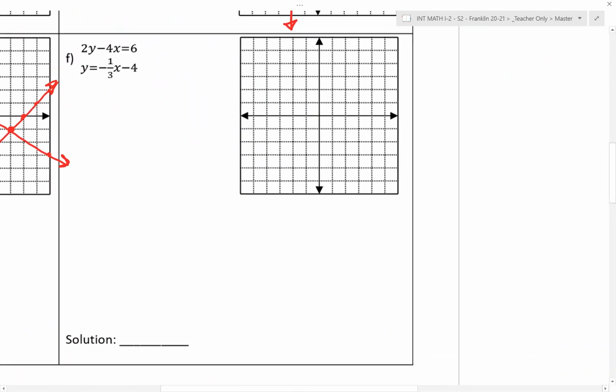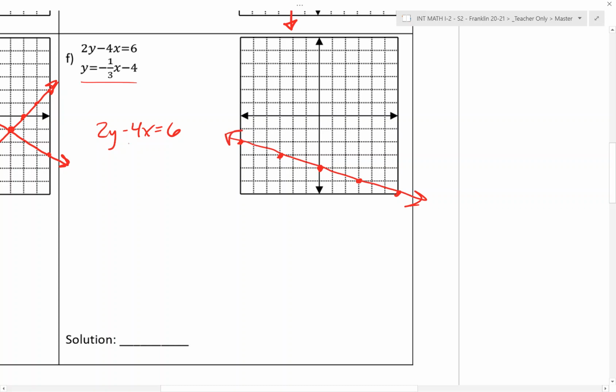Example F, 2y minus 4x equals 6. We'll have to solve that one. And then y equals negative 1/3 x minus 4. Well, we can go ahead and graph that. So start down at negative 4, and then down 1, right 3. Like that. Making sure the line is nice and straight, or at least mostly nice and straight.